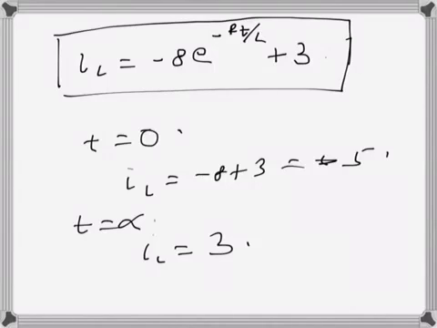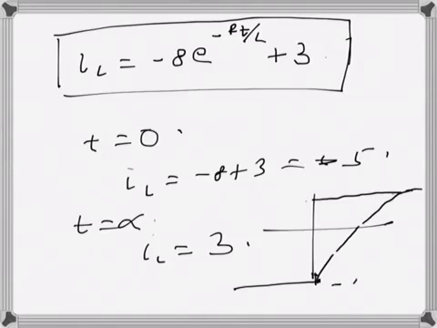So this is how the current will look. The wave shape starts at minus 8, settles at 3. So if this is 3 and if this is 8, this is decaying and finally settling there. Initially it was minus 8 and then it is 3. Finally it's 3.